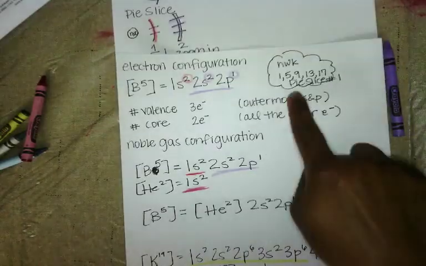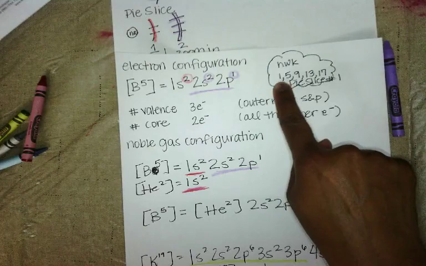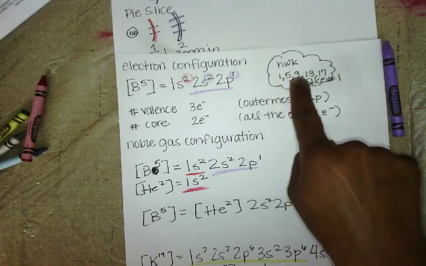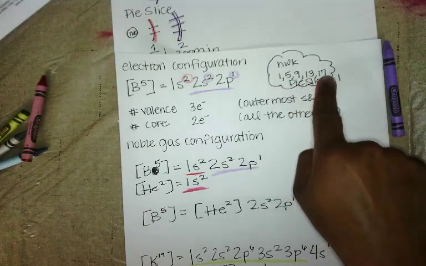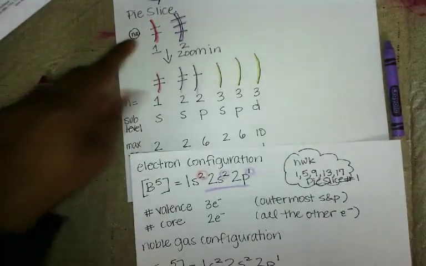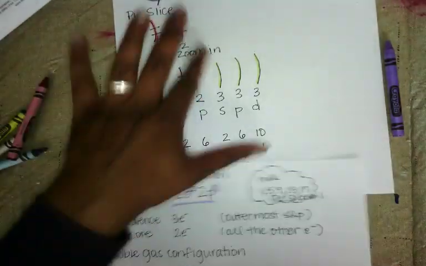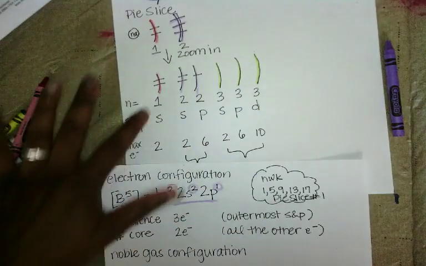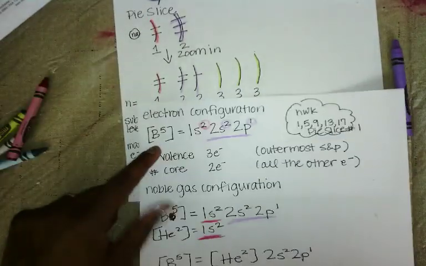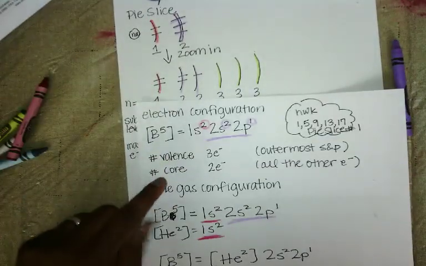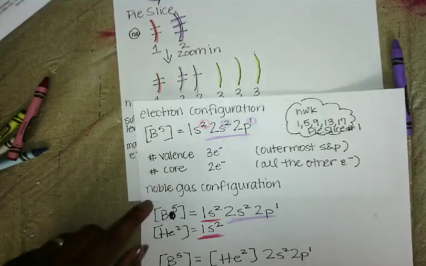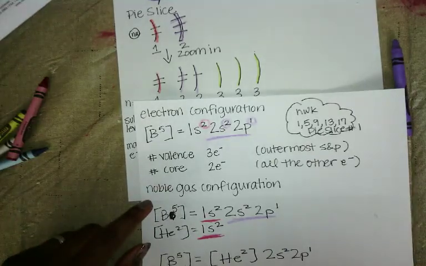Just remember, your classwork is to do the pie slices for 1, 5, 9, 13, and 17. And for each of these, I want the pie slice fully labeled like this. I want the electron configuration, the number of valence and core, the noble gas configuration. And that's it.